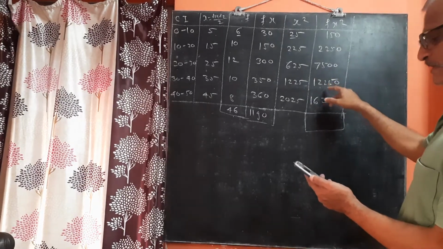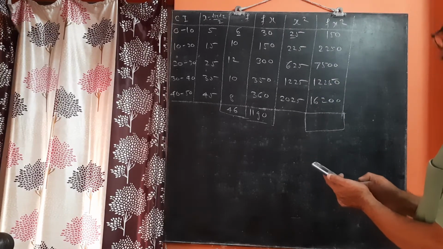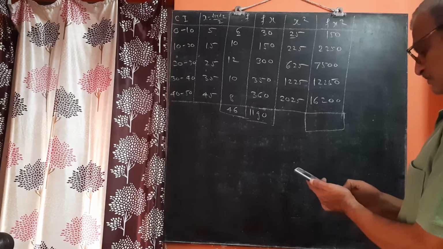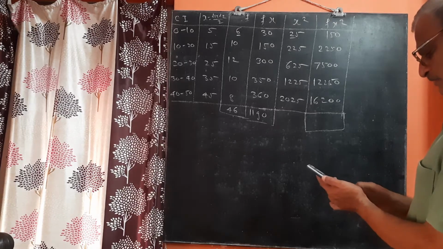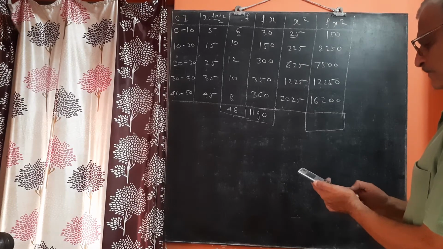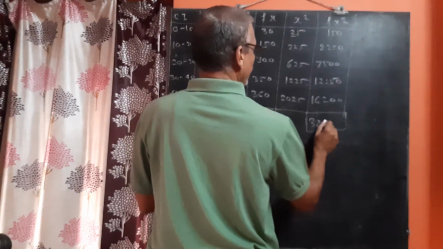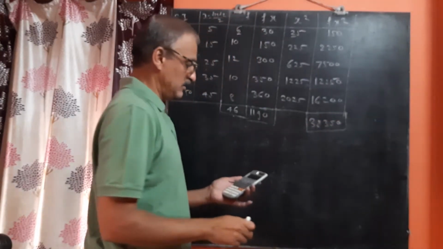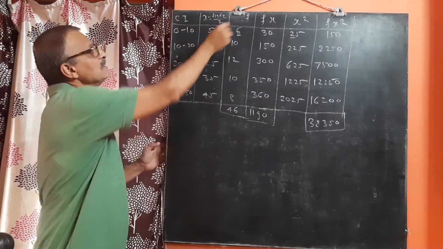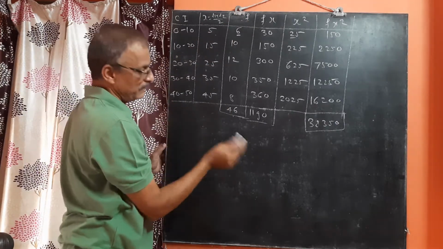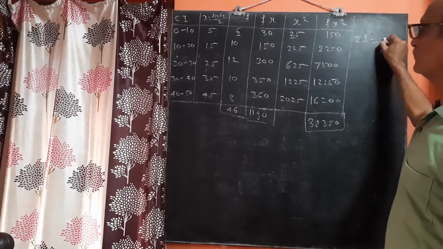Now find out the sum of these. 16,200 plus 12250 plus 7500 plus 2250 plus 150. That comes 38,350. So we have got all the values. We have got summation of f, so I write here summation of f is equal to 46.